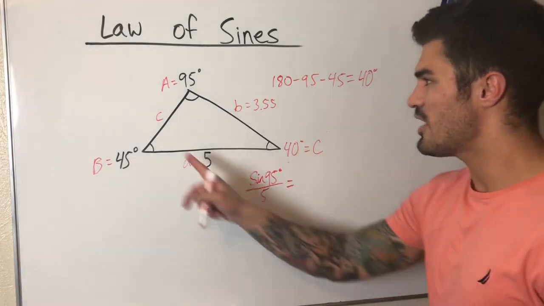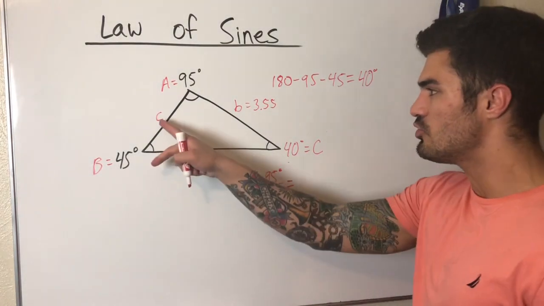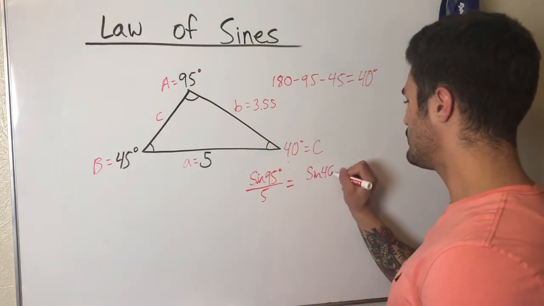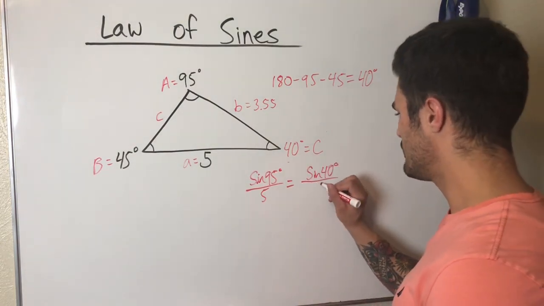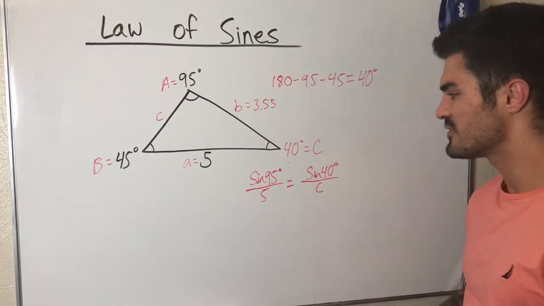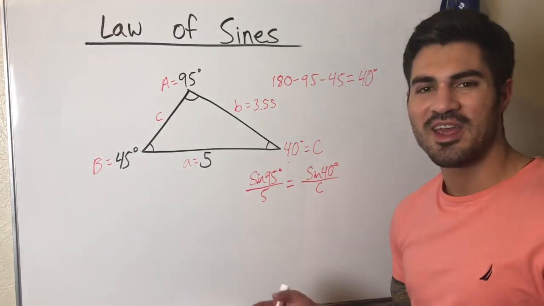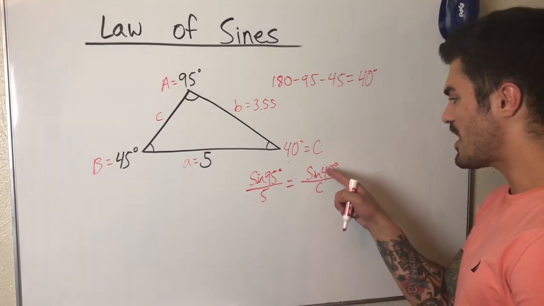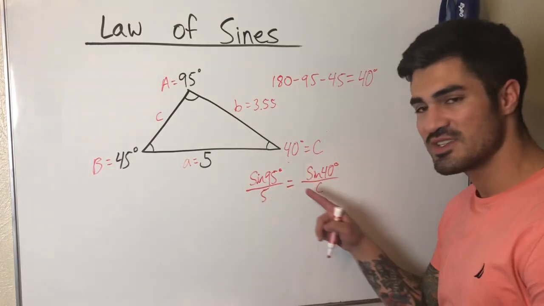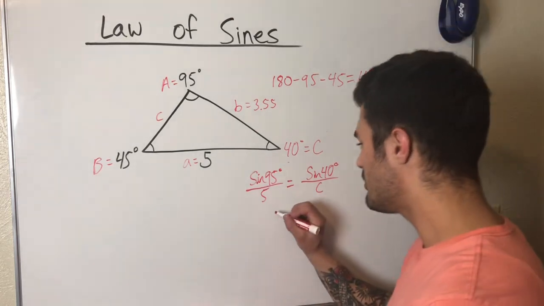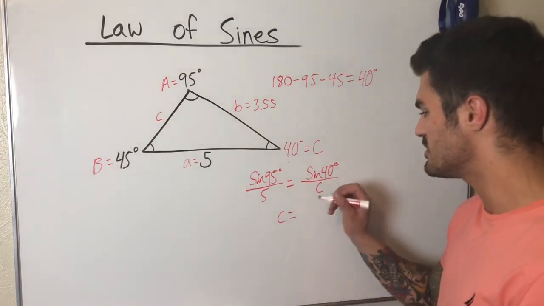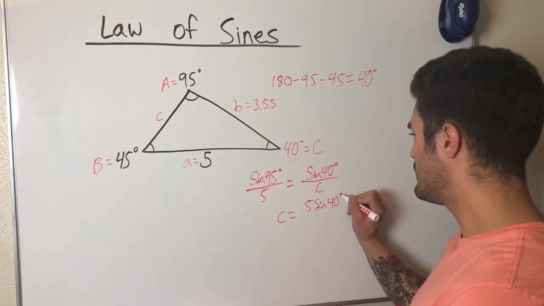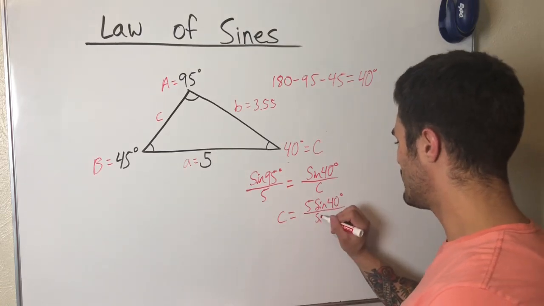equals... Let's see, so now I want to get this C, so I have to use the angle across from side C, which is angle C. So sine 40 degrees over C. I kind of do this in my head a lot, but I don't want to skip a bunch of steps, so I multiply by C and divide both sides by sine 95. When you get practice with this, you can do it in your head, and you get C equals 5 times sine 40 degrees over sine 95.